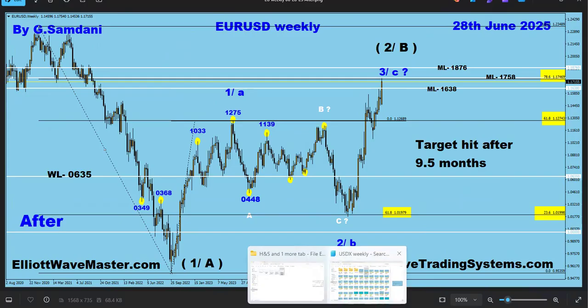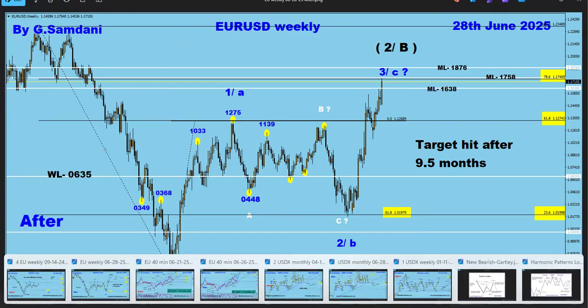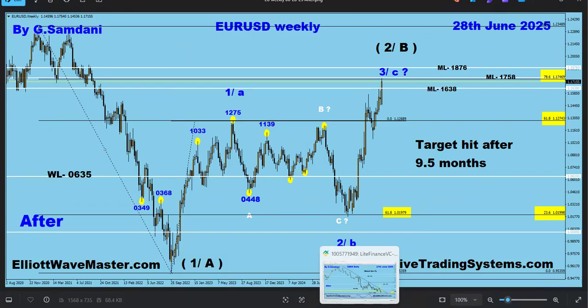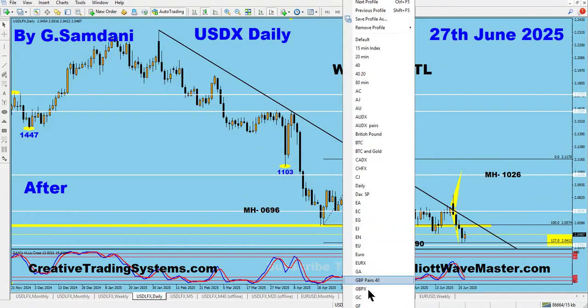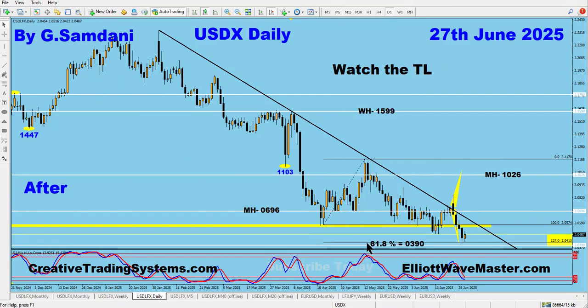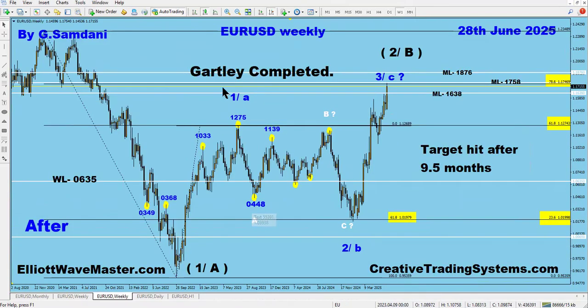Where the heck did that go? Why am I opening this one? But anyway, so let me see. Let me go on the EUR-USD live chart. Yeah, so okay, I didn't record this one. I'm going to record it. So it's Gartley completed at 78%.